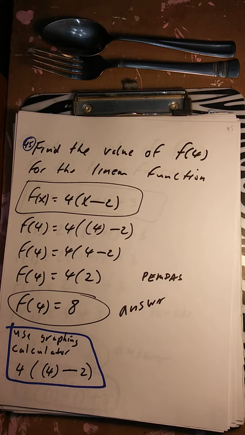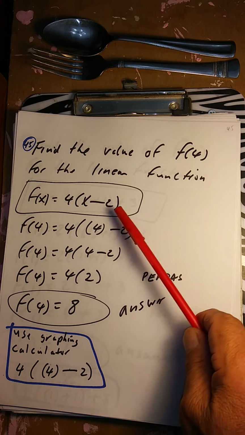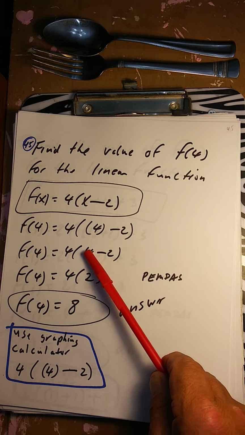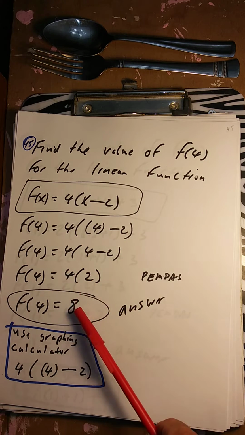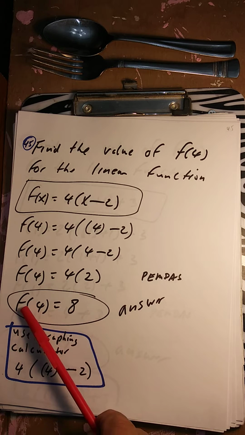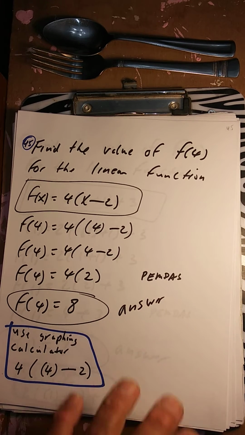Find the value of f of 4 for the linear function. F of x equals 4 parentheses x minus 2. Put it in there. 4, take parentheses off. 4 minus 2 is 2. 4 times 2 is 8. So f of 4 is what? 8.